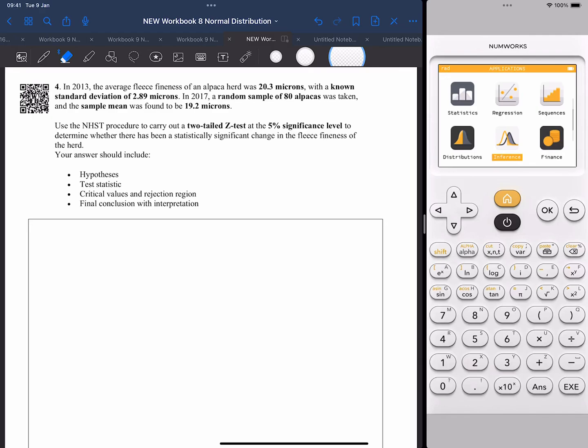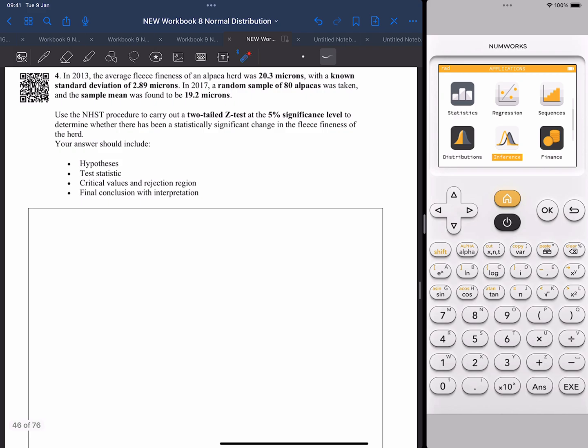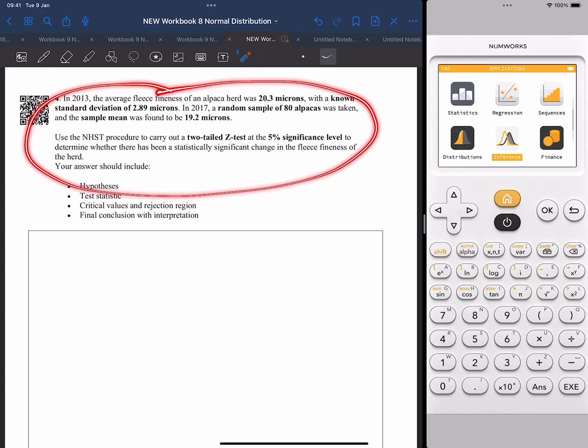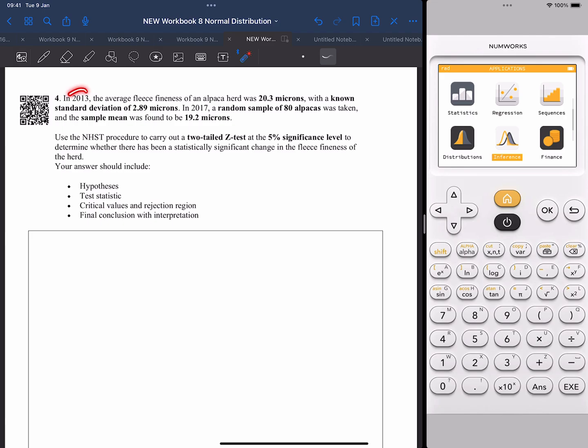Hello and welcome to our workbook 8, and we're going to look at question 4 in 9.3. What we're looking at is the alpaca fleece. A bit of background: in 2013, the average fleece of an alpaca herd was 20.93 microns, and the population standard deviation was known to be 2.89.